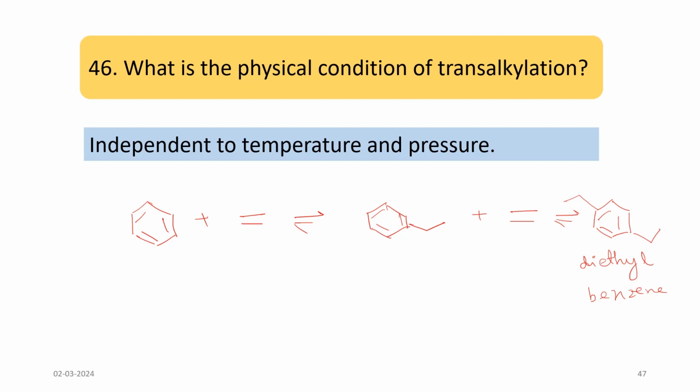We don't want to do that. So from the diethylbenzene, we want to add more benzene so that it will produce ethylbenzene only, because our desired product is ethylbenzene here. So this process is called transalkylation, and this process is independent of temperature and pressure.